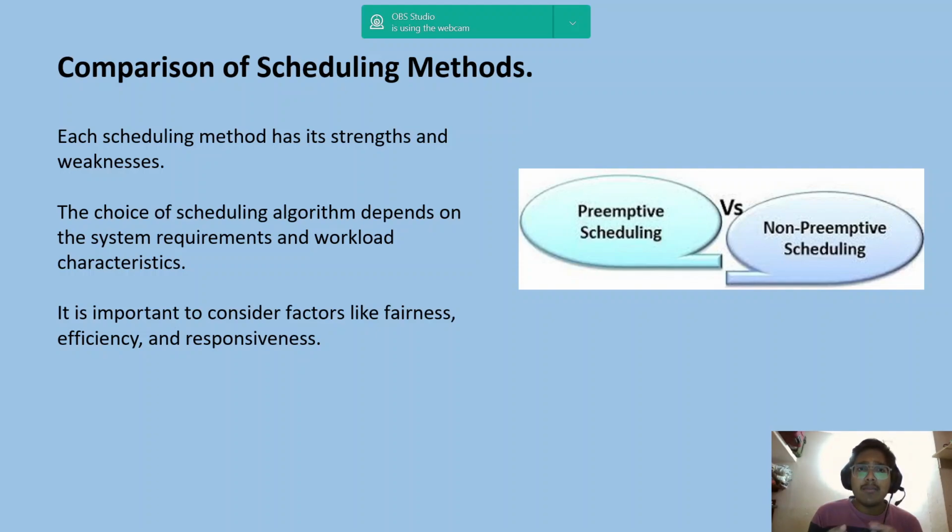And now we have a comparison of scheduling methods. Each scheduling method has its strengths and weaknesses. The choice of scheduling algorithm depends on the system requirements and workload characteristics, right? Some systems require this, some require that, so we have to see what the requirements and characteristics of the workload are. Depending on that, we go with the scheduling method. It is important to consider factors like fairness, efficiency, and responsiveness, right?